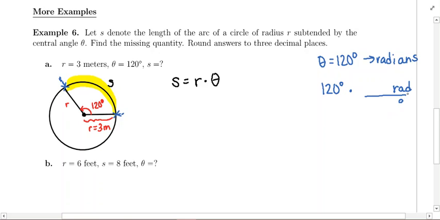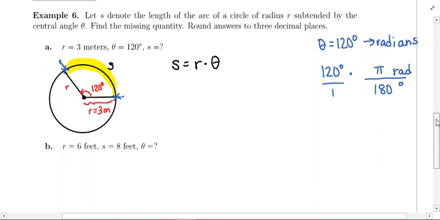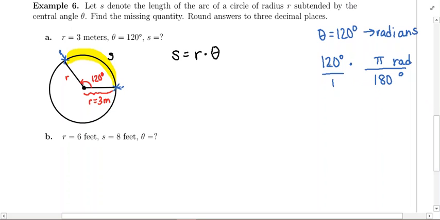So remember your conversion factor. You're multiplying essentially by 1. We know that 180 degrees is equivalent to pi radians. So we just need to multiply this. You can think of the 120 degrees as being over 1, so now you're just multiplying two fractions. We're going to multiply across the top and across the bottom. And again, you have degrees in the top and degrees in the bottom. Those will cancel out.